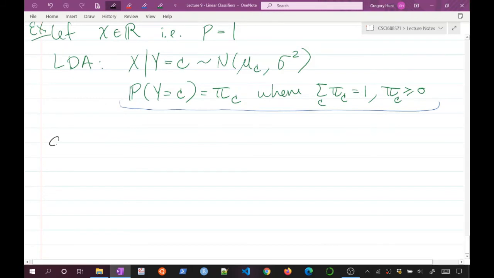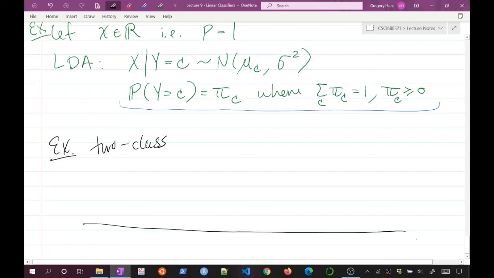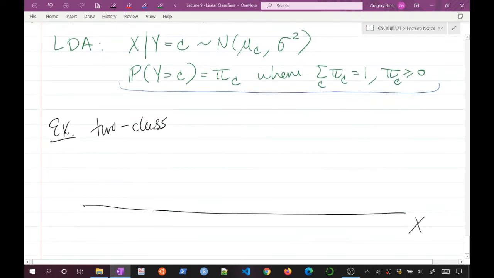So our example, for a two-class problem, we have two classes. Here's my space of X's. And I'm going to observe my data.